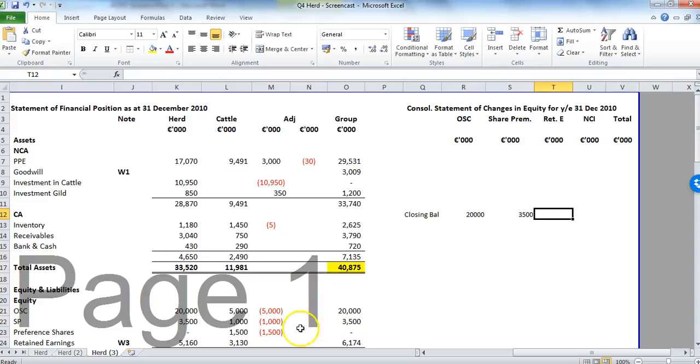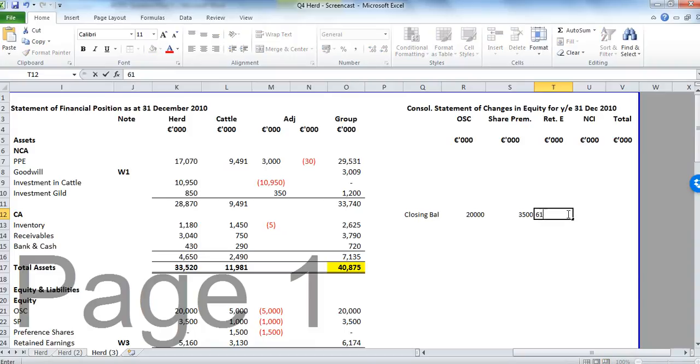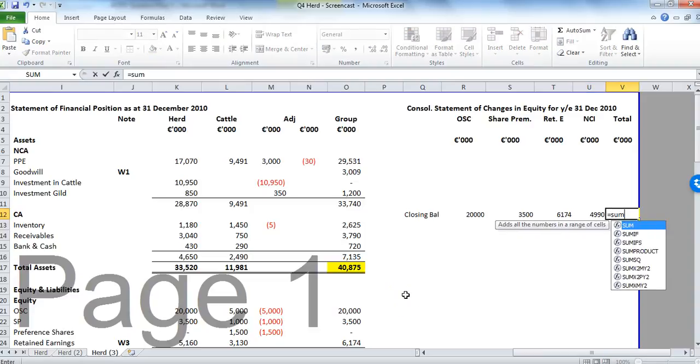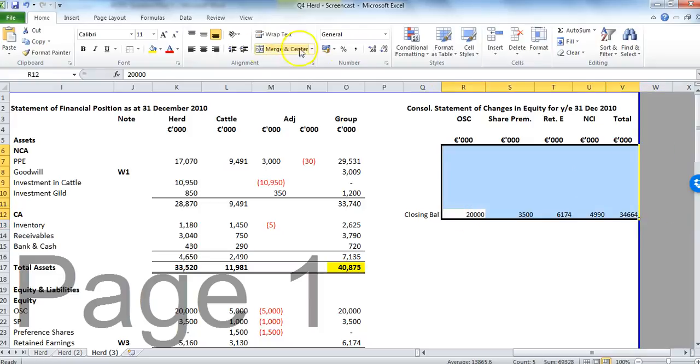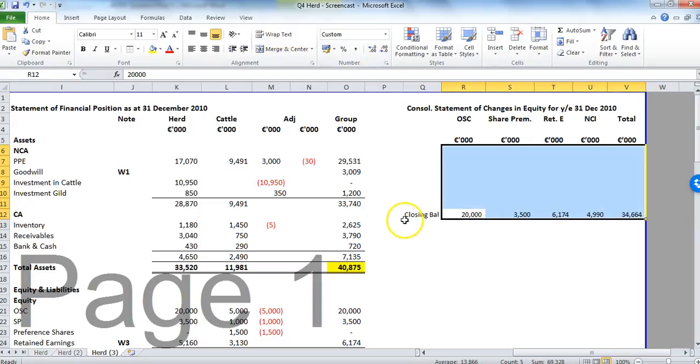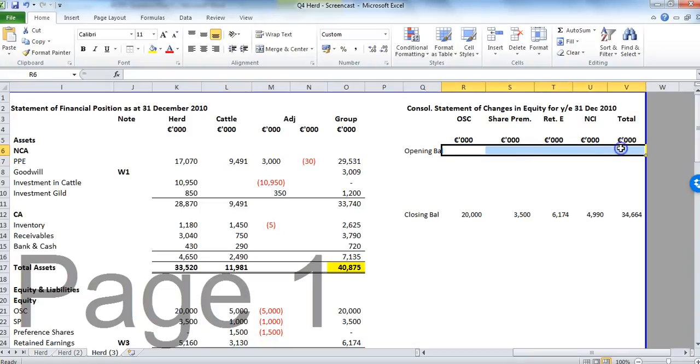We're not going to put in preference shares because it's gone. It was eliminated in consol. Retained earnings 6174 and NCI is 4990. So we always start with the closing balance first. So we'll just put these as right numbers. And now you're working back to figure out what helped explain that movement to get to our opening balance. So you're going to work in and plug in these figures at the end.